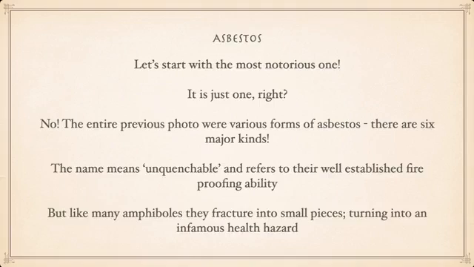There are 6 of them, roughly. It can be a little bit more, a little bit less, depending on who you ask. Their name translates to unquenchable and refers to their well-established fireproofing ability. People have been using asbestos in various forms as a fireproofing material for a very, very long time, millennia. But like many amphiboles, remember that fracture earlier? They fracture into small pieces, which is why certain forms of asbestos are such a health hazard, because if you work with them, it fractures, can get into your lungs, and then, God forbid, results in a variety of extremely nasty health conditions that, trust me, you do not want to have.